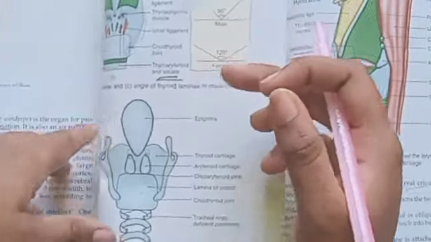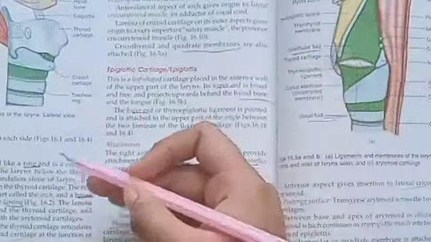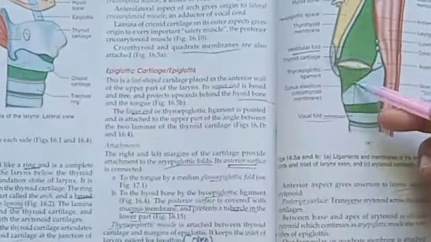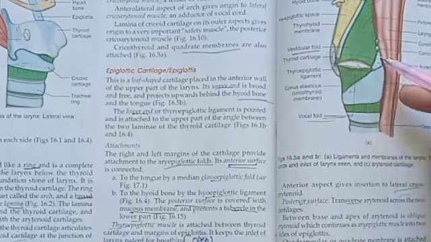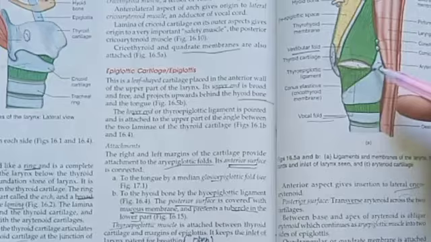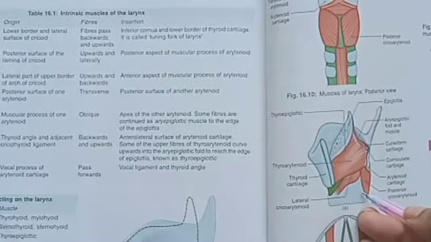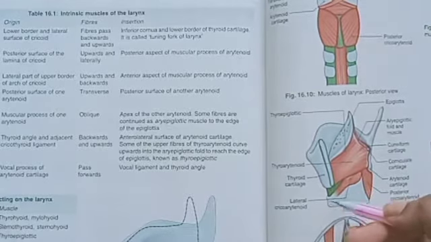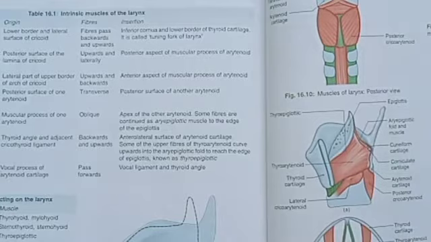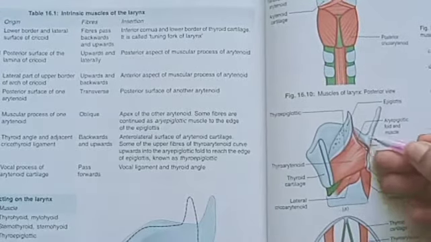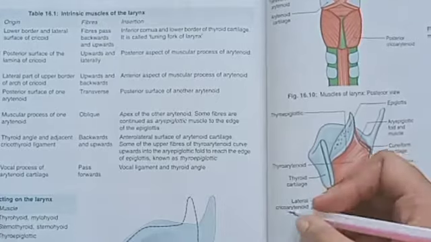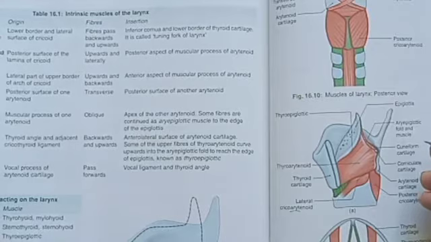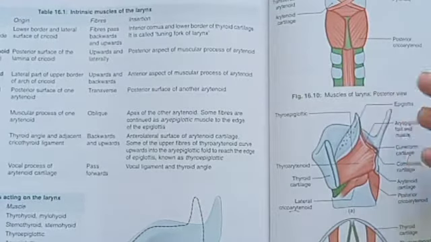On either side there is a cricoarytenoid muscle present. Means on either side, from the cricoid and the arytenoid, a muscle goes to form the cricoarytenoid muscle. You can see that this is the cricoid cartilage. From the lateral side, a muscle arises from the upper border of the cricoid cartilage towards the arytenoid. This is the arytenoid part. This muscle is known as the lateral cricoarytenoid, and the medial cricoarytenoid muscle is also present. Now this is the surface which is laterally present.